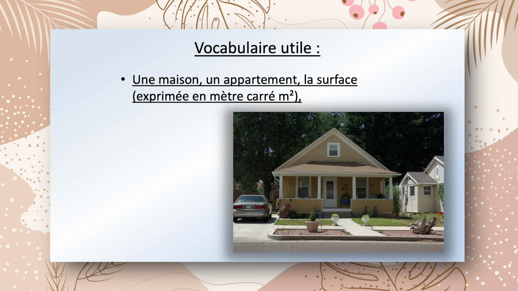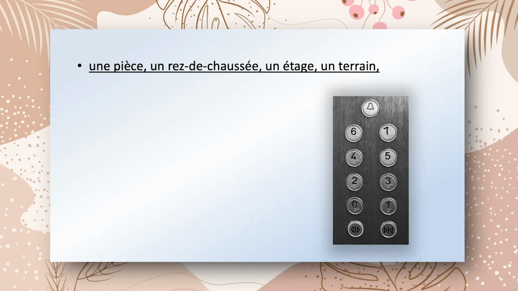Exprimé en mètres carrés. You know the metric system? The metric system primarily comes from France, and in France, when we do measurement of space, it is square meter, mètre carré. Okay? So, une maison à 100 mètres carrés means 100 square meter house. Un appartement de 50 mètres carrés, 50 square meter apartment.